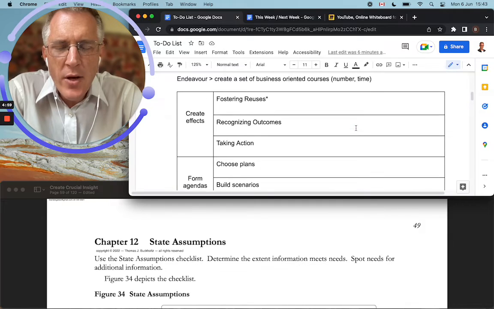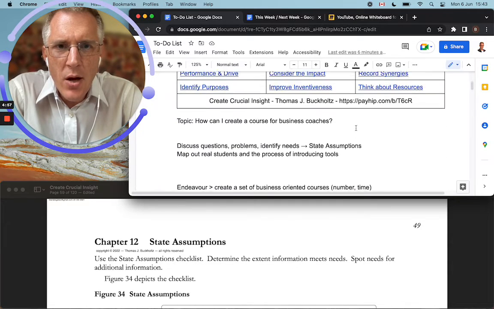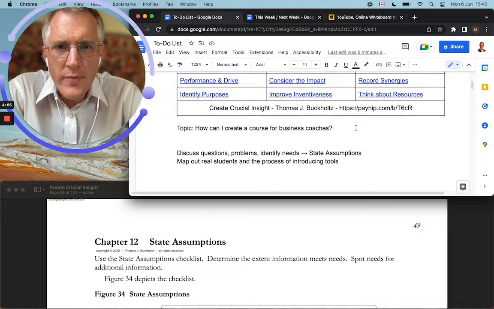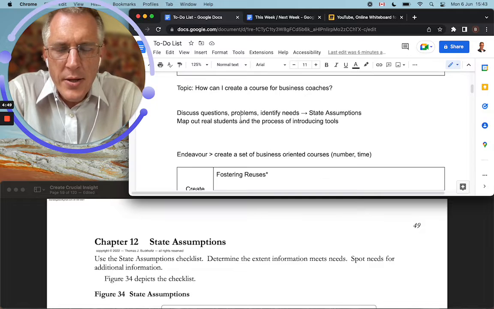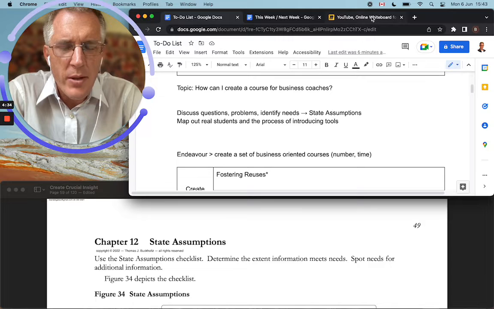All right, so today we have the awful task of doing a lot of work in a very small amount of time. So today we're continuing to talk about how can I create a course for business coaches. There's two areas I'd like to think about. One is discuss questions, problems, identify needs. And this means we're going to go into this thing called state assumptions. Next, I'm thinking of mapping out real students and the process of introducing tools. That's over here with the mapping tool. We're not going to do that today.